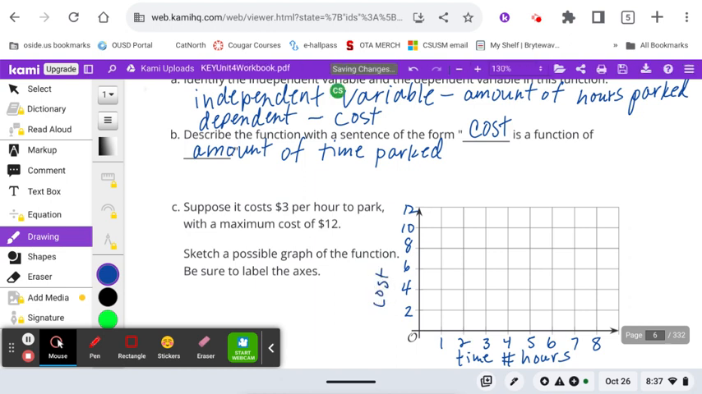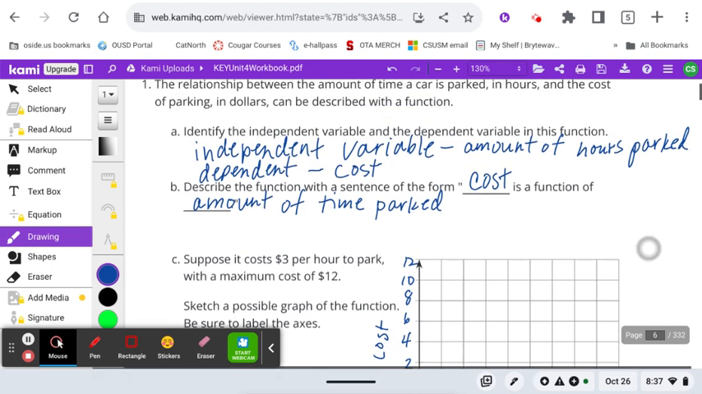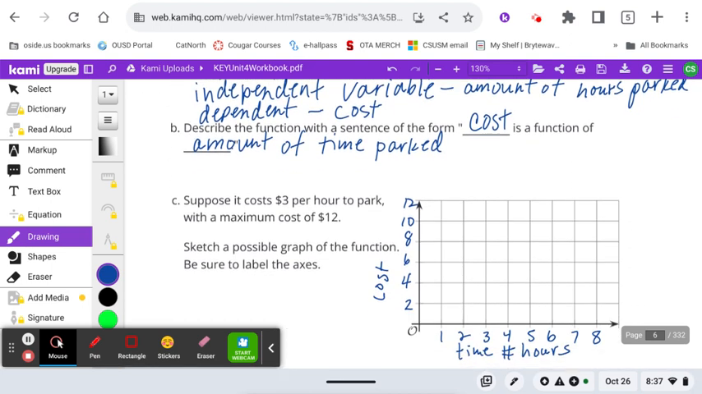And so when something is the dependent variable, which axis does that go on? And when something is the independent variable, which one does that go on? You want to kind of keep track of that. So sketch the possible function. Let's put in, suppose it's $3 per hour to park.